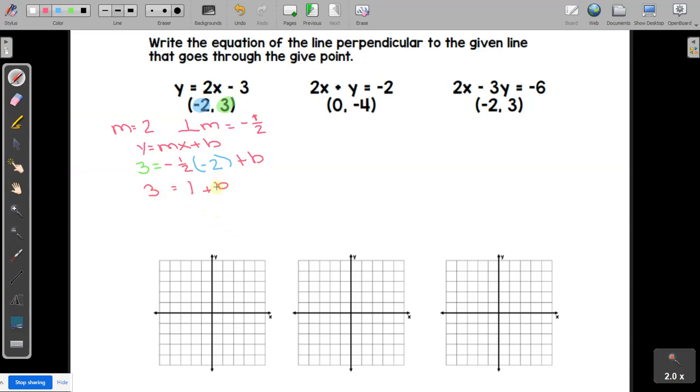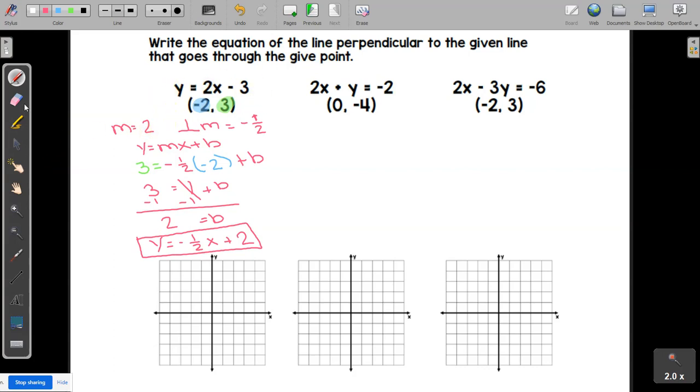We need to get b by itself, so we're going to subtract 1 from both sides. And we get b to equal 2. Now we need to write our new equation. So we're going to write y equals, we're going to take the perpendicular slope, negative 1/2 x, and then our b, plus 2. So this equation that we just found is perpendicular to our original equation.